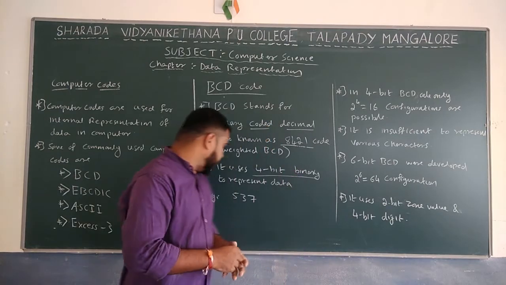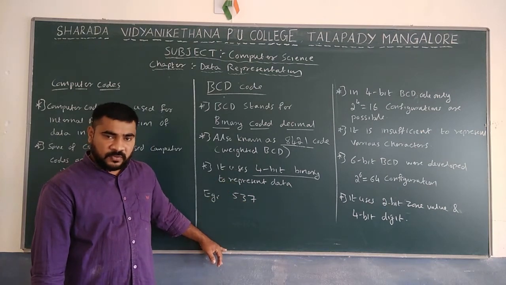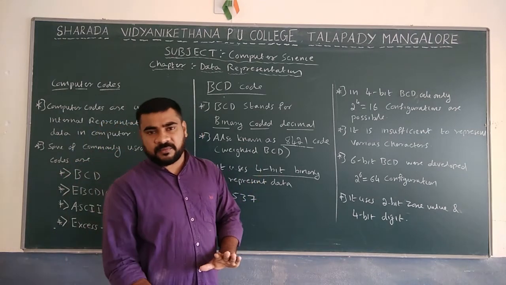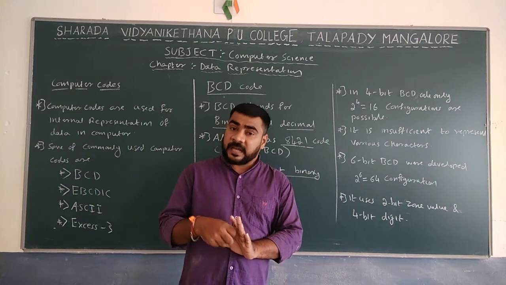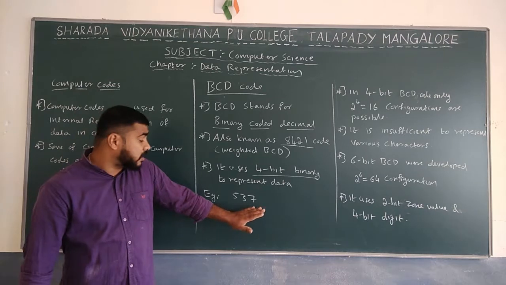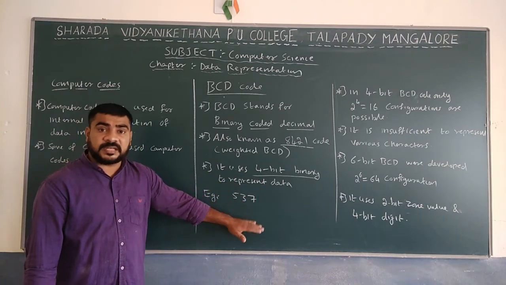So we'll see one example here, 537. How can you represent this 537? 537, normally, is in decimal. Remember this: whenever the base value of a number is not given, that type of number is known as a decimal number. So you have to write the base value. What is the BCD code for this?